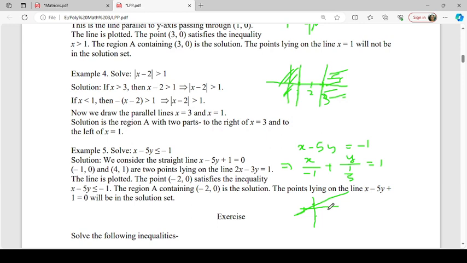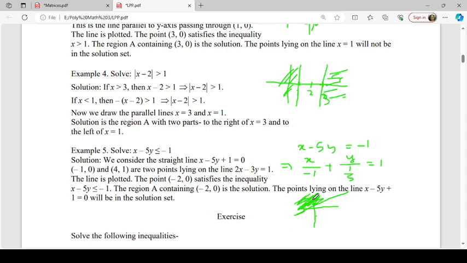Now where is 0 0? If it is 0 0, then it is not satisfied. Means 0 0 doesn't belong to the solution. So 0 0 is here, and this is not the solution. So we go to the opposite side. So this is the solution.